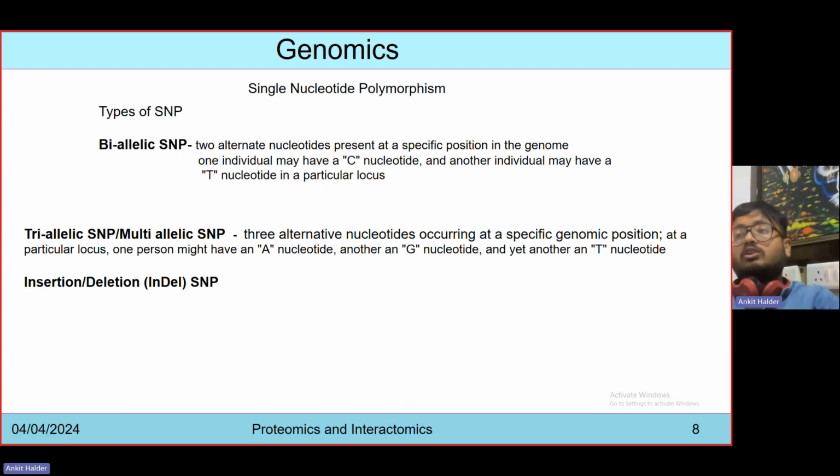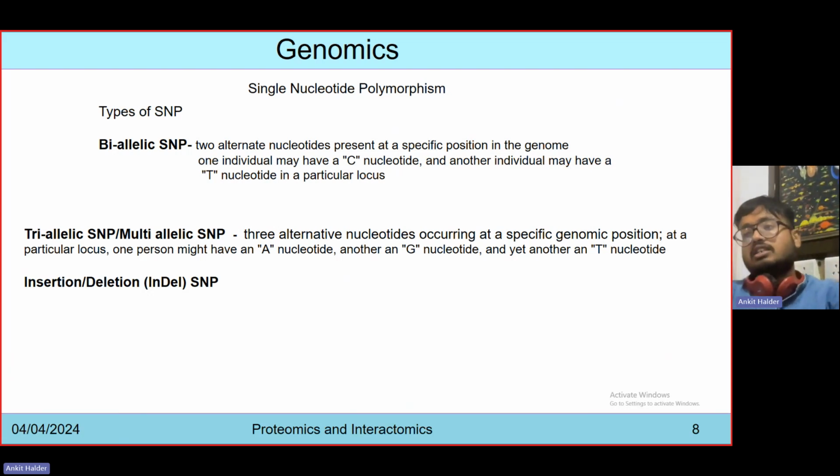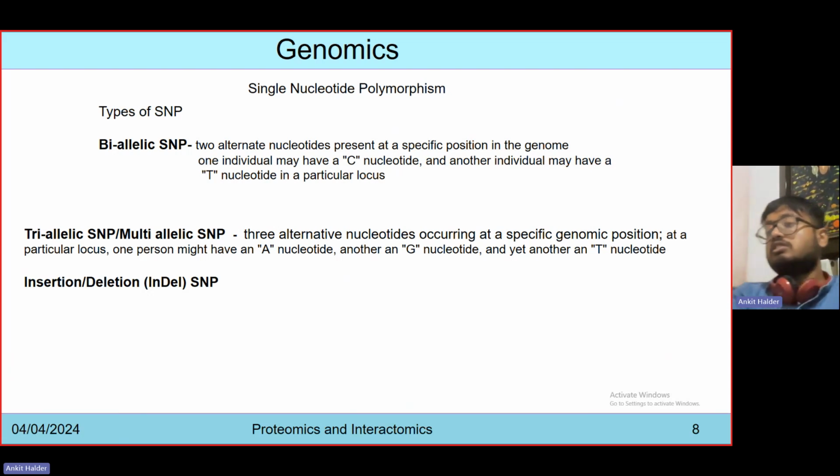If we talk about single nucleotide polymorphisms, what are the different types of SNPs available? Biallelic SNPs have two alternative nucleotides specific to the genome, for example C or T at a particular locus. So C is replaced by T, which we call a biallelic SNP. Triallelic SNPs have three alternative nucleotides at a particular locus. One person might have an A, another a G, another a T. So biallelic or triallelic, and the insertion-deletion.